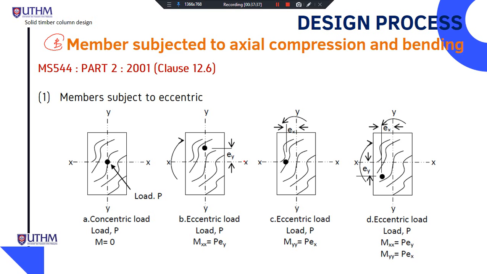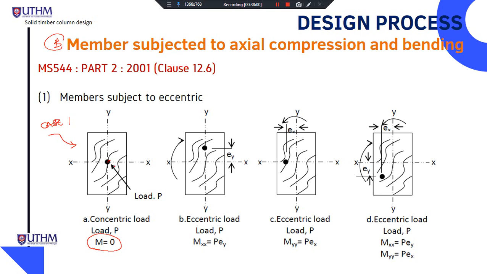Thus, this is case number 2. This case number 2 is member subjected to axial compression and bending. So when this load, this is for case 1, only compression member where moment is equal to 0.